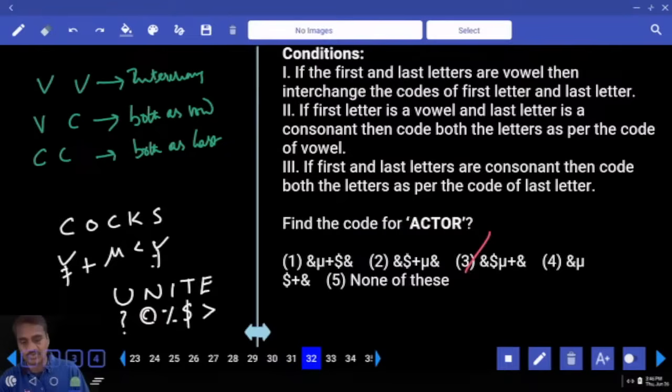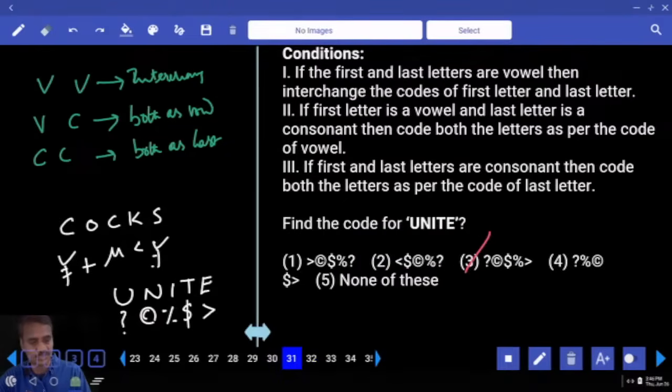If you observe here, question mark, copyright, then the remaining should be copyright, percentage, dollar, isn't it? And question mark, copyright. Then what is your answer? Choice 5, none of these.